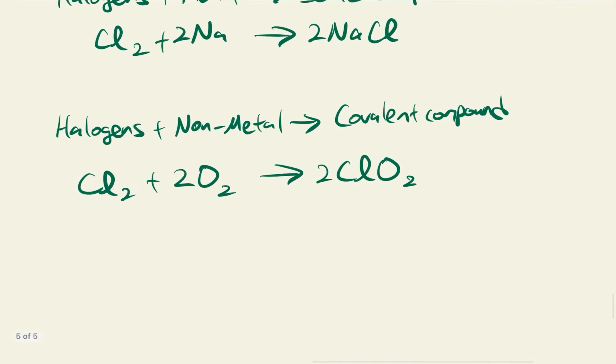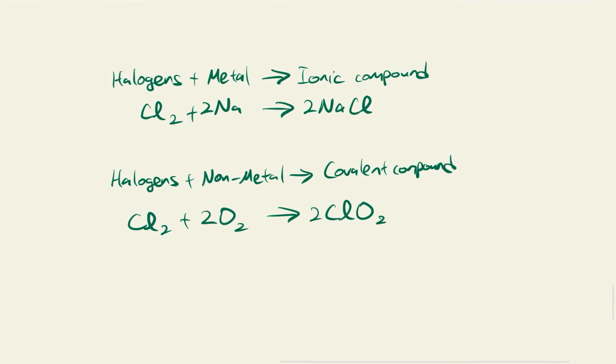Now halogens will also react with non-metals to form covalent compounds. One example of this is chlorine gas and oxygen gas. You form chlorine dioxide. So yeah, that's the kind of reactions they can form.